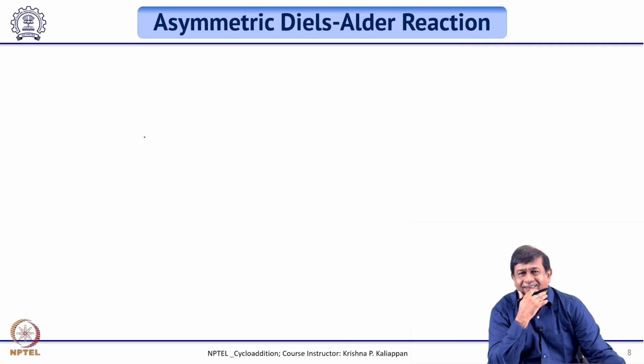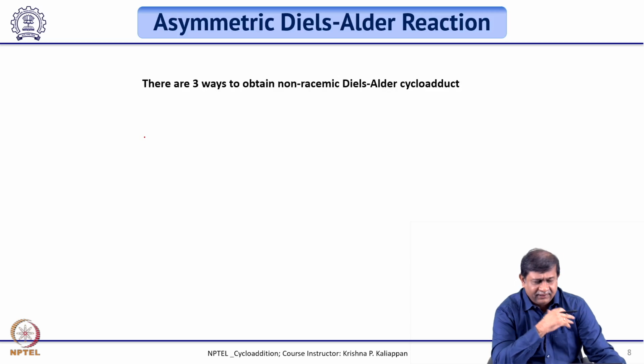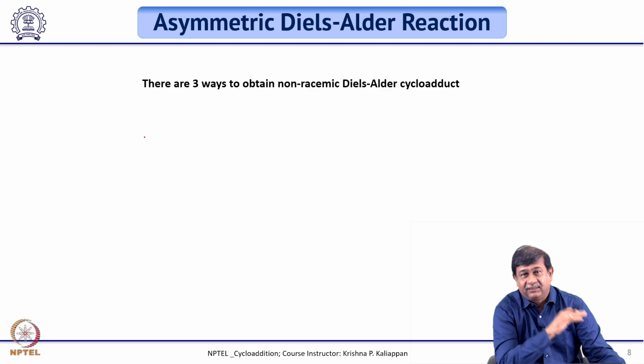So far we talked about the use of Lewis acid in Diels-Alder reaction. Now, we will extend this to asymmetric Diels-Alder reaction. And when you talk about asymmetric Diels-Alder reaction, there are 3 ways one can carry out the Diels-Alder reaction in non-racemic form.